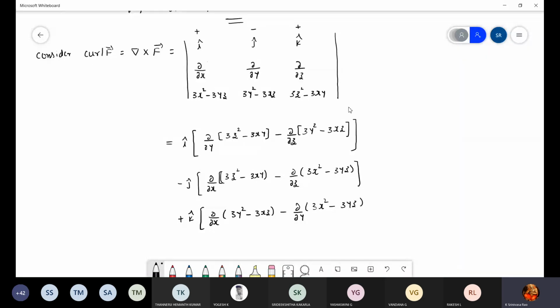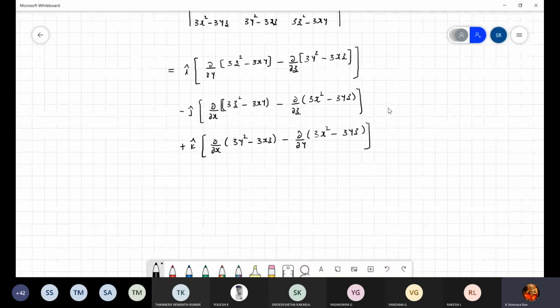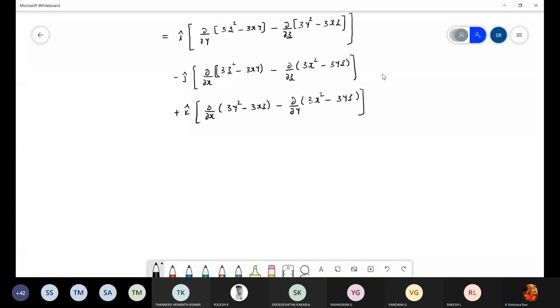Okay, now do it. Curl f equals del cross f equals i cap into... What is the differentiation? Del by del y, so this is 0, is it right? With respect to y, minus 3x, and here with respect to z, this is 0. Here minus 3x again. So minus of minus into minus, plus 3x. Correct?